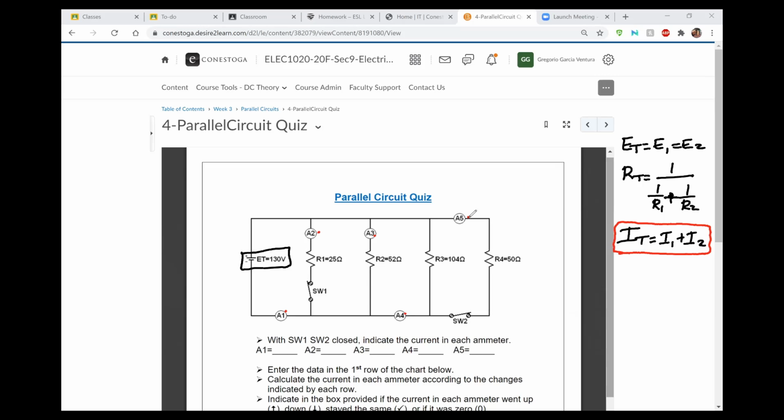In this case, if I want to determine the value for all these ammeters, number one, I have to know what my total resistance is. So please go ahead. I'll give you a minute to calculate the total resistance for this circuit, okay? And please just comment.